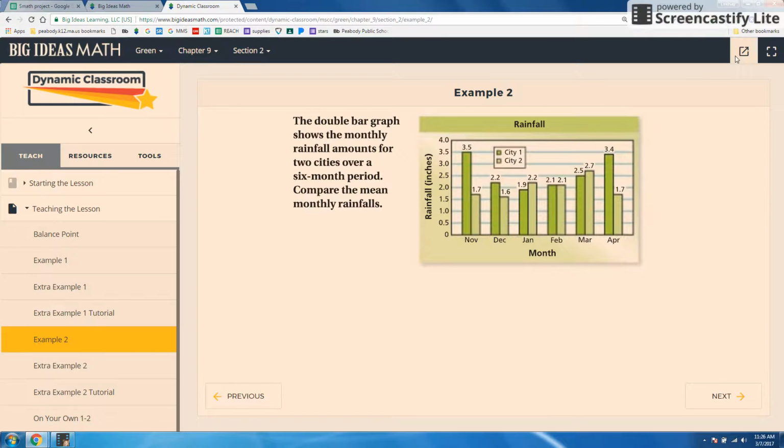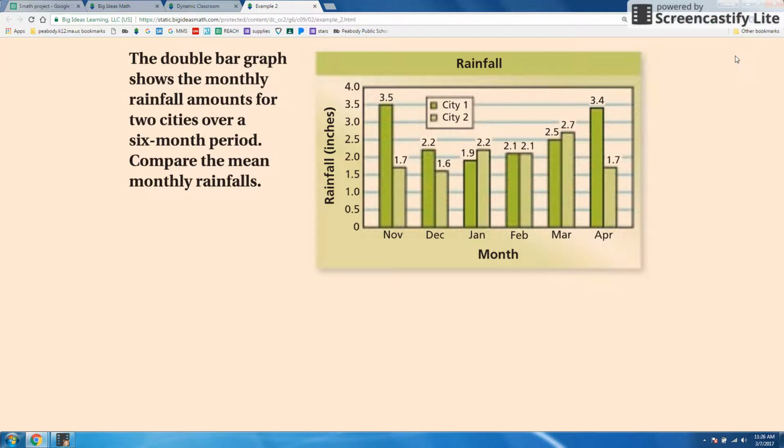Now we're doing the same exact thing, only they're doing a double bar graph. So a double bar graph has to have a key. If you look here, city 1 is the bars that are dark green and city 2 are the bars that are light green. So it says the double bar graph shows the monthly rainfall amounts for 2 cities over a 6-month period. Compare the mean monthly rainfalls. So they're going to do this one for us.